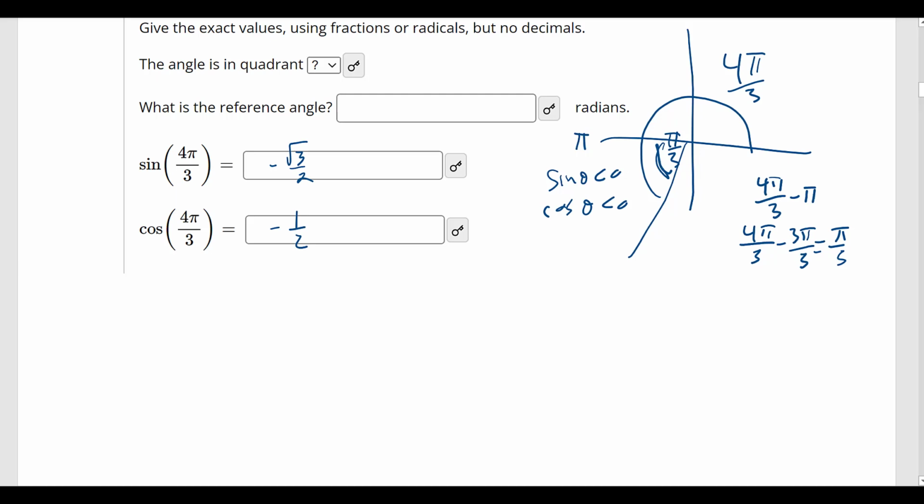The other thing to do is to memorize those values, and that's very useful, to memorize all the values from 0 to 2 pi. If you go like pi over 6, pi over 4, pi over 3, pi over 2, and so on. Okay, I hope that helps.